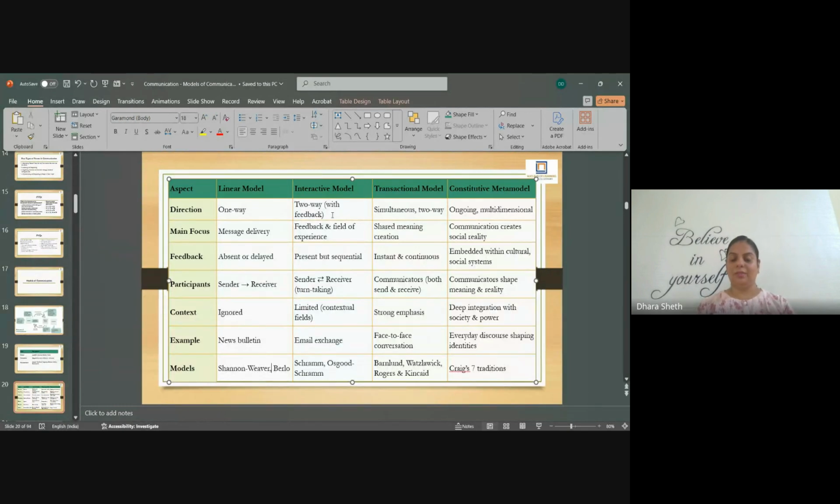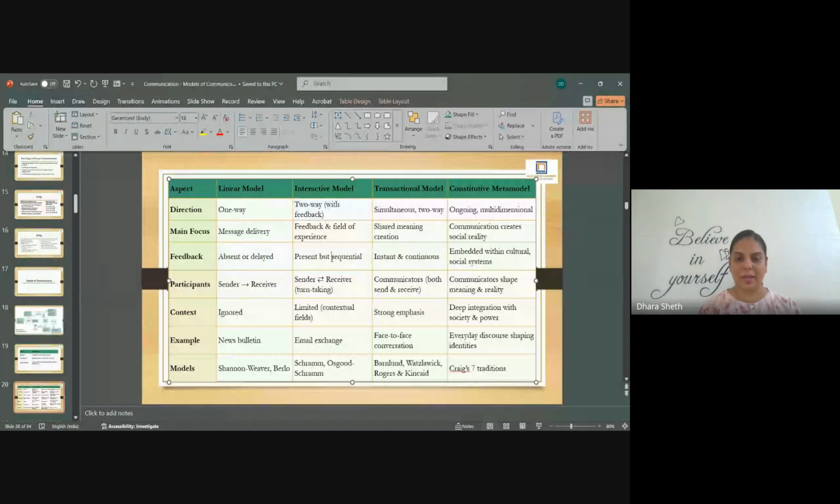Interactive model. Now see the words itself. Linear is a single line happening. Interactive is interaction. So it is two-way with feedback. Like right now, whatever is happening. No, that's again not interactive. Right now, what is happening is transactional. So two-way feedback and the field of experience.